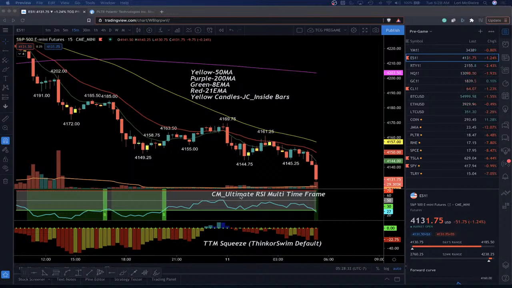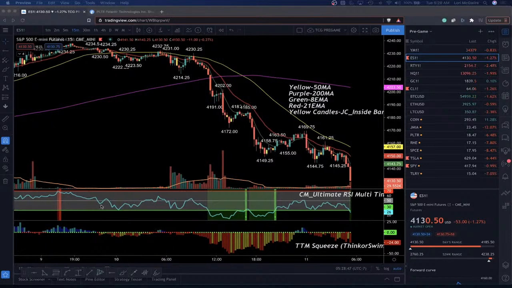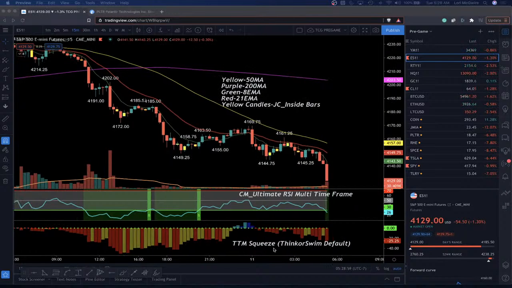Then the CM Ultimate RSI multi-time frame, if you are sophisticated enough to use this indicator where you can look at multiple time frames, it's pretty cool. I like the green to show me oversold conditions, the red to show me overbought. It just kind of jumps out at me for no other particular reason. I don't use it for all the functionality that it has. And then I like the TTM squeeze, thinkorswim default. I like to look for squeezes where volatility and pressure is building.